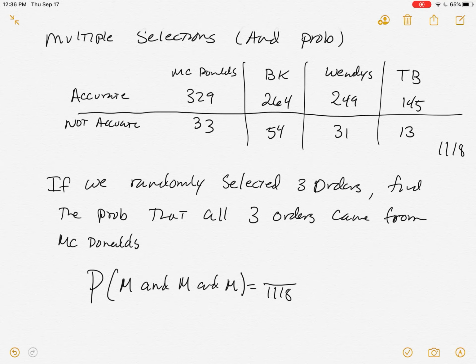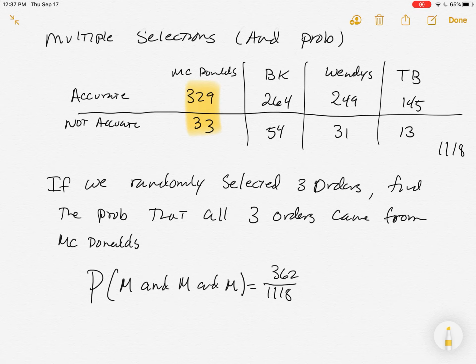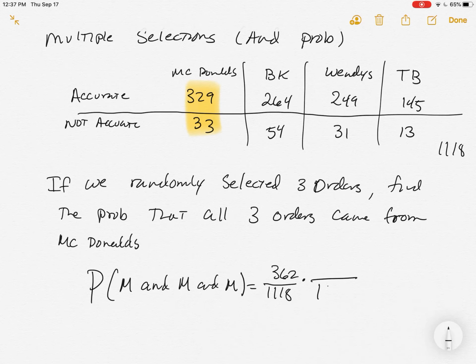So when we first go in, there are 1,118 orders, and we want the order to be from McDonald's. So how many are from McDonald's? Well, 329 plus 33 are from McDonald's, for 362. There's 362 orders that are from McDonald's. Where are they? Let's make sure we see them. They're right here. Those are the 362 orders. Now, we got that order, and we want to go get another order. There's 1,117 orders left, out of which 361 are from McDonald's, because as we selected that first order, picture that paper coming off, we lost one of the orders, and we lost one from McDonald's. And then the last one is there's 360 orders left from McDonald's over 1,116.